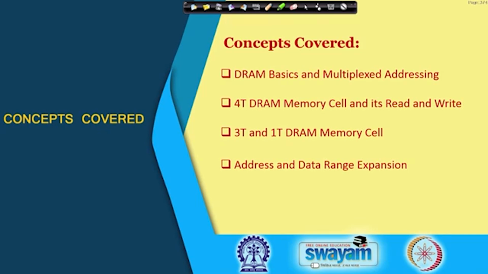Since the number of memory cells that can be put into a DRAM memory unit is quite large, the packing density is higher. So, the number of address lines will be a bit more, for which, to save pins, we can utilize multiplexed addressing, that part we shall see. Then we shall look at memory cells with 4 transistors, 3 transistors and 1 transistor, and at the end we shall look at address and data range expansion.